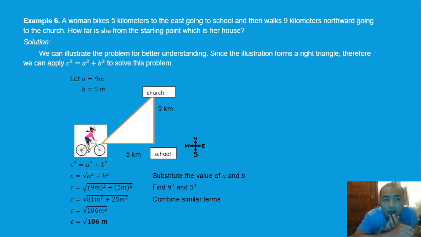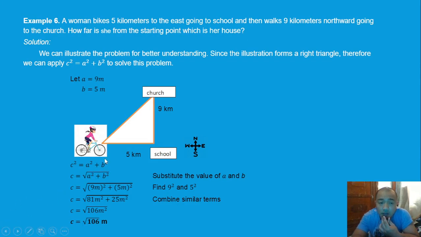Now a woman bikes 5 kilometers to the east going to school, and then walks 9 kilometers northward going to the church. How far is she from the starting point, which is her house? So we can illustrate this problem for better understanding. Since the illustration forms a right triangle, therefore we can apply the Pythagorean Theorem.